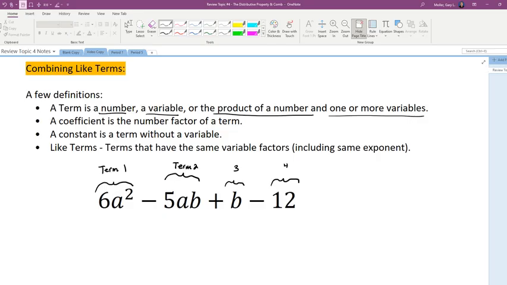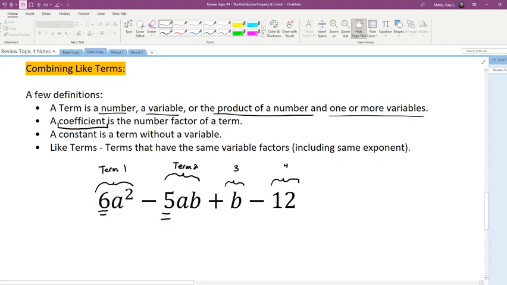More definitions. You're going to hear this word a lot, and it'd be great if we know what it means. Coefficient. The coefficient is the number portion of a term. So when I'm looking at 6a squared, you're going to hear this question, well, what's the coefficient? And the answer to that is 6. It's the number portion. The coefficient on this term is 5.